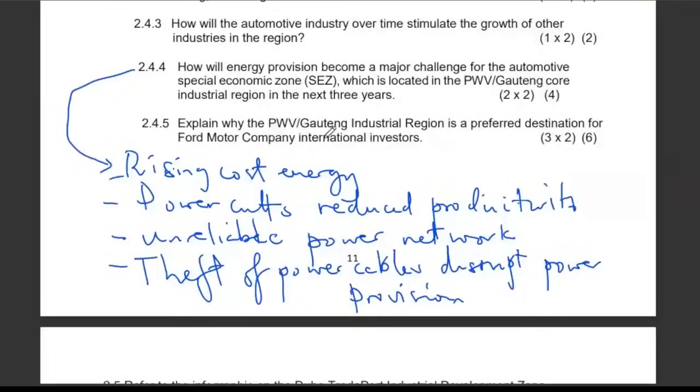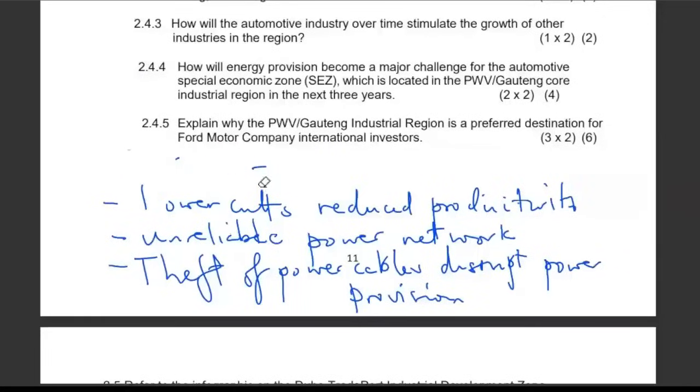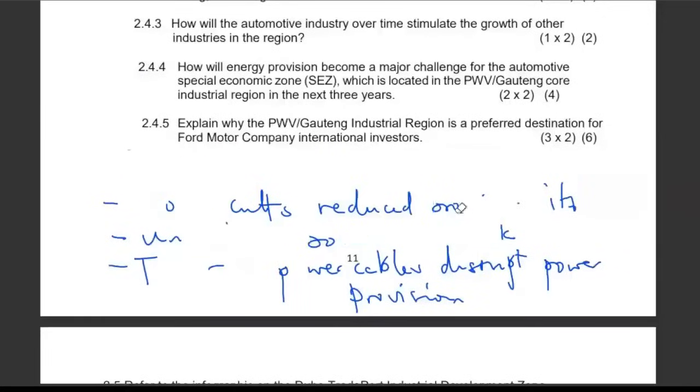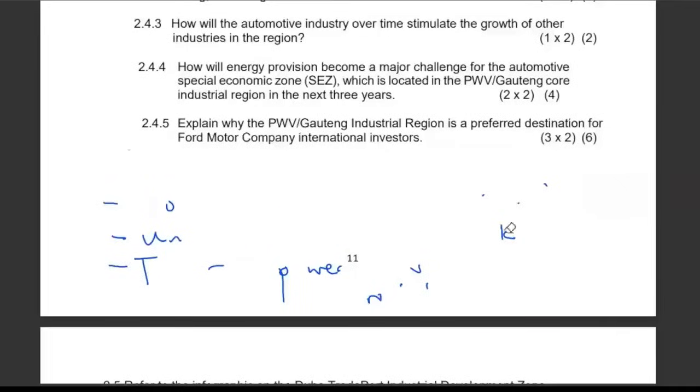Right. The last question says, explain why the PWV Gauteng Industrial Region is a preferred destination for Ford Motor Company international investors. Why are the Ford investors targeting to establish their manufacturing plants in the Gauteng PWV core industrial region and not other industrial regions across South Africa? Why are they targeting to invest in Gauteng PWV? What's the motive?